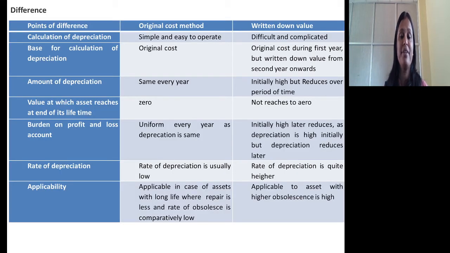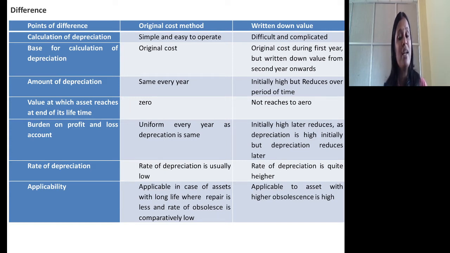But there are certain points of difference. Under the original cost method, calculation of depreciation is quite easy and simple. But under the written down value method, calculation of depreciation is quite difficult or complicated. We calculate depreciation based on original cost under the original cost method, but under the written down value method, we take original cost initially, and from the second year onwards, we calculate depreciation based on written down value.